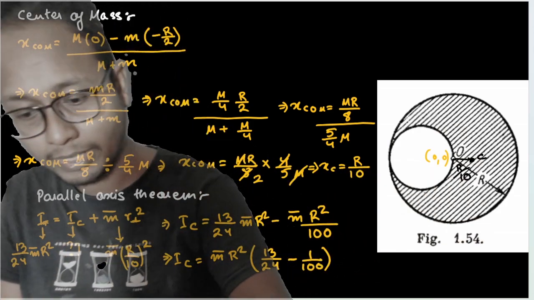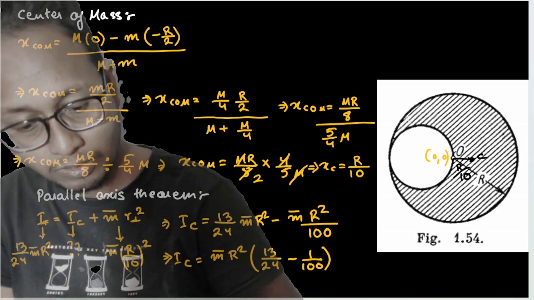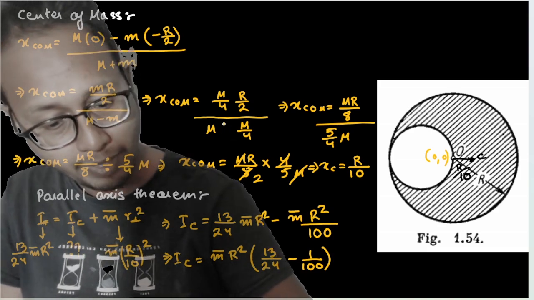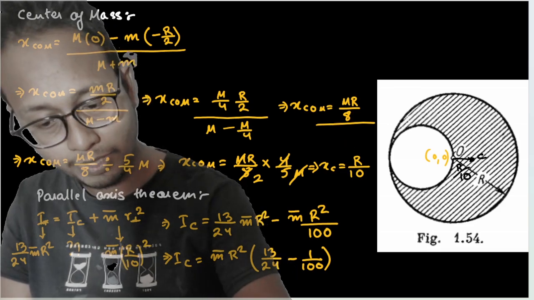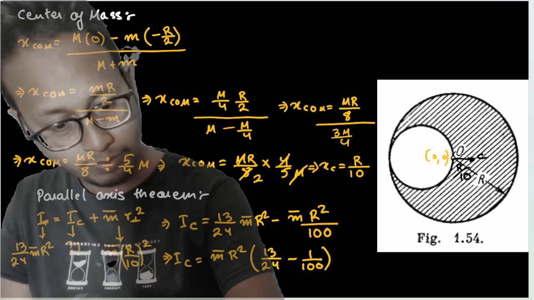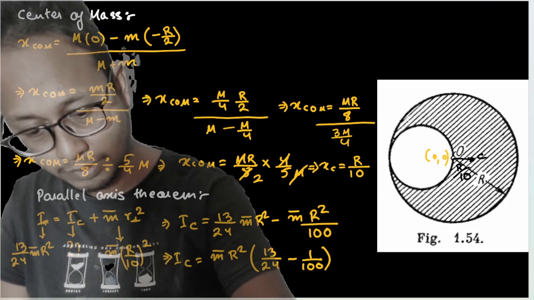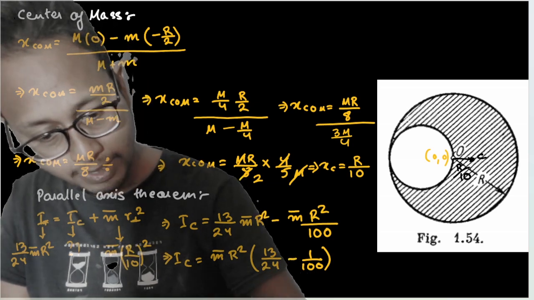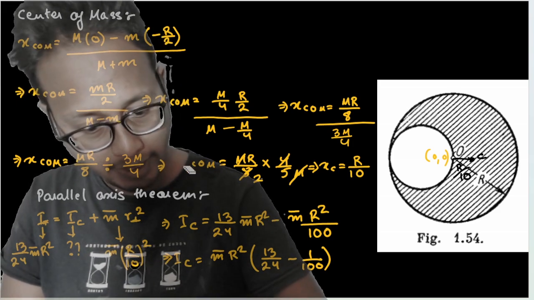Understood? The error that I made out here was a plus. It should be minus. So m minus m by 4 is nothing but 3m by 4. Instead of 5m by 4, it would be 3m by 4. And out here also it should be 3m by 4, m divided by 3m by 4. Now let's calculate the entire thing.